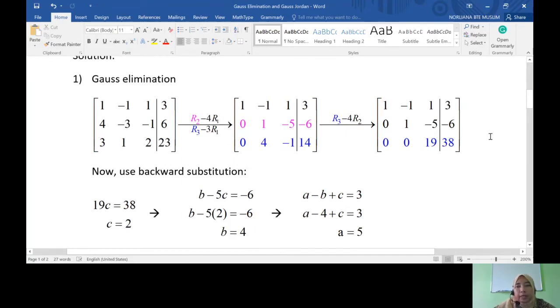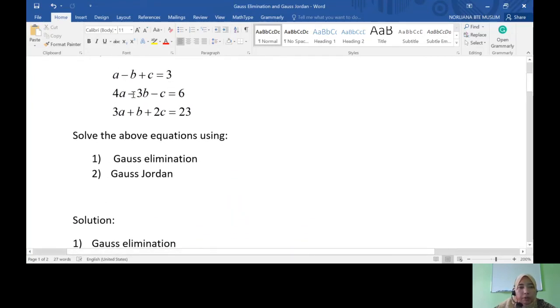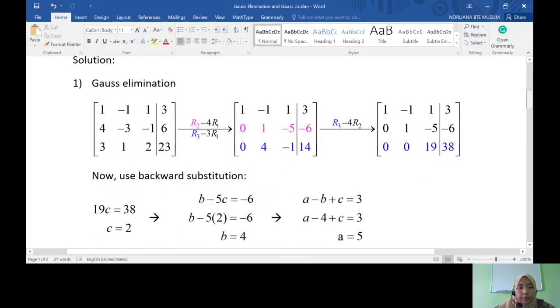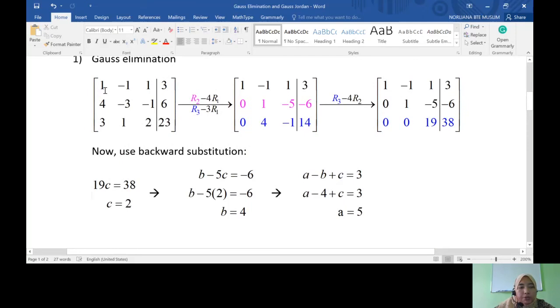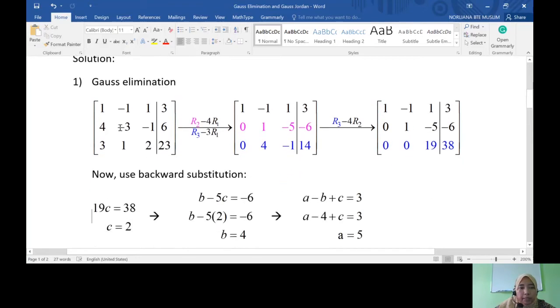First thing is to write down the original system of linear equations, everything, the left hand side and the right hand side, into matrix form. So we write a minus b plus c equal to 3, which in matrix form is 1, negative 1, 1, 3. For the second equation, 4a minus 3b minus c equal to 6, we write in the second row 4, negative 3, negative 1, 6. And we do the same thing for the third equation.